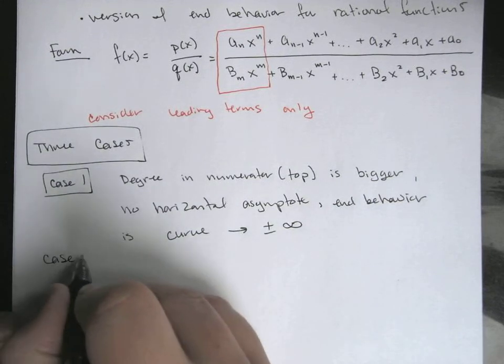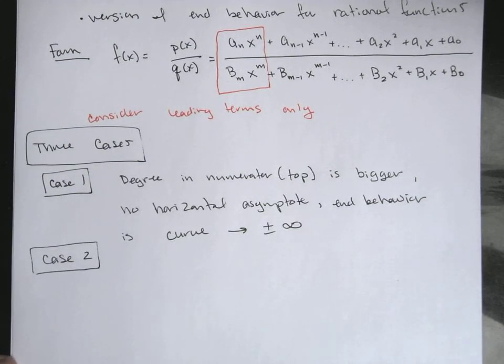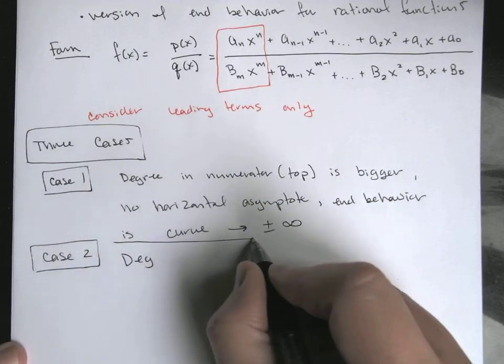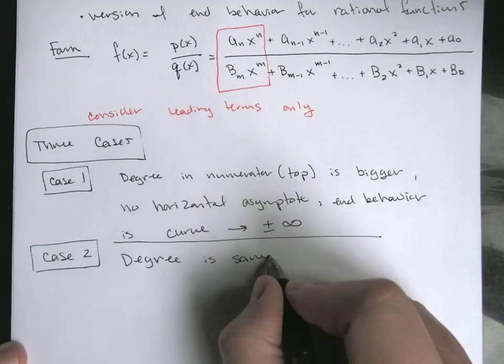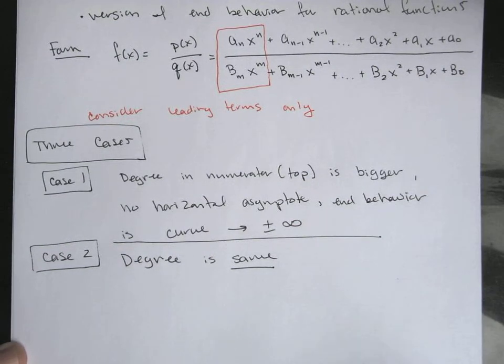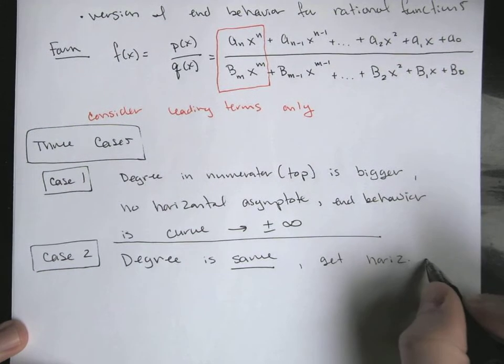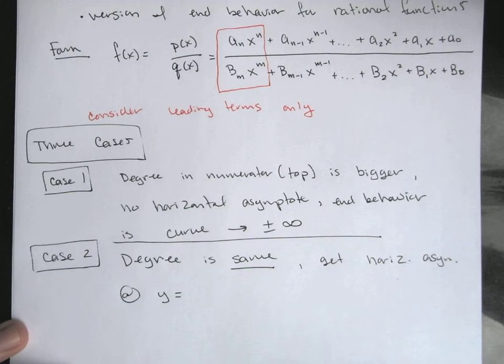Case number two is going to be, well, what if they are balanced? What if they have the same degree? So the degree is the same. What happens there, if the degree for each of your polynomials is the same, you're going to get a horizontal asymptote at y equals whatever the fraction is you get from the two coefficients.